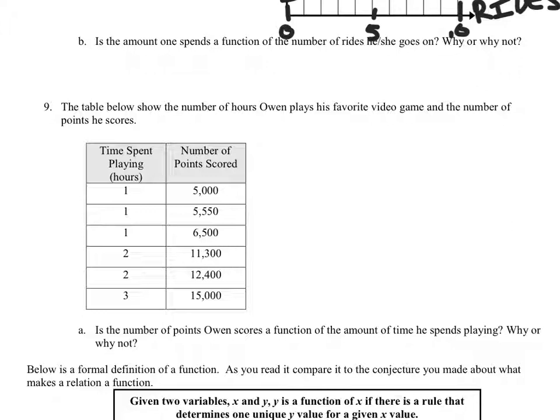Anyways, just looking at this, because all it's asking is, is this a function? Looking at these values, one time he plays for 1 hour, he scores some points. Another time, 1 hour, some points, then 2 hours and 2. It's not a function. Why? Because for 1 hour, you get a different amount than you do the next day for 1 hour. That is correct. If Owen is going to play for an hour, we don't know how many points Owen will score. Maybe 5,000, maybe 5,550, or 6,500. We just never know. Therefore, it is not a function.